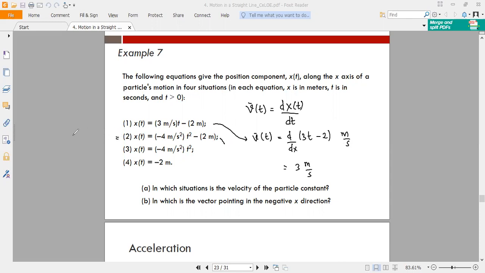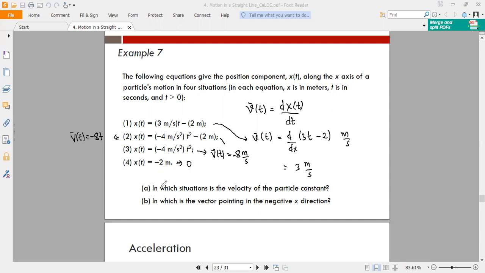From the second, we will have v equal to minus 8t, right? Do you know how to differentiate an equation? And for the third, it's the same. So v is equal to minus 8 meter per second. And this is 0, because it's a constant, and the derivative of a constant is 0.